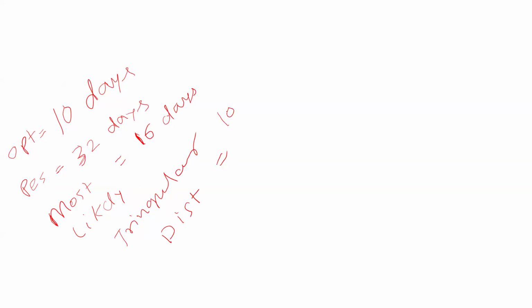So 10 plus 32 plus 16, this whole thing divided by 3. So the arithmetic average of these three numbers is called the triangular distribution. The advantage of this approach is that you are giving equal importance to the pessimistic view, the optimistic view, and the most likely. So that's the thing. However, this is not the more common one. More common is called beta distribution.